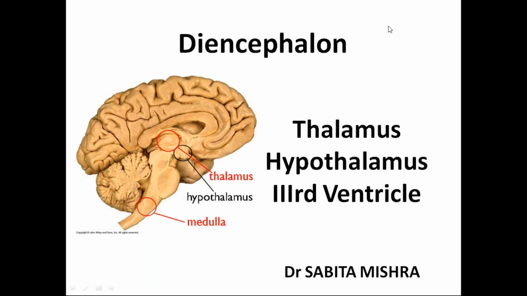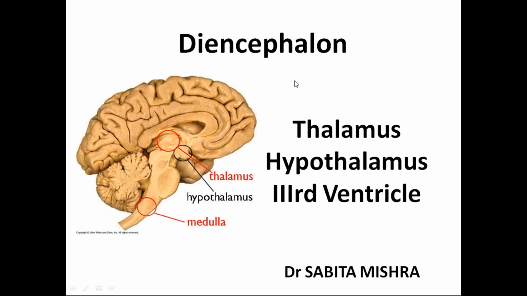So today we'll start with the subject diencephalon. The diencephalon is a part of the forebrain and it comprises the thalamus and the hypothalamus. Along with that, there are two other components which have not been written here. I'll be telling you about the subthalamus, metathalamus and the epithalamus. The cavity of the diencephalon is the third ventricle.